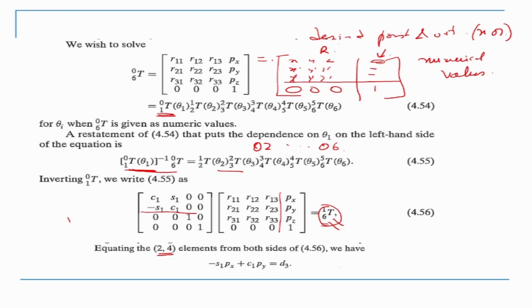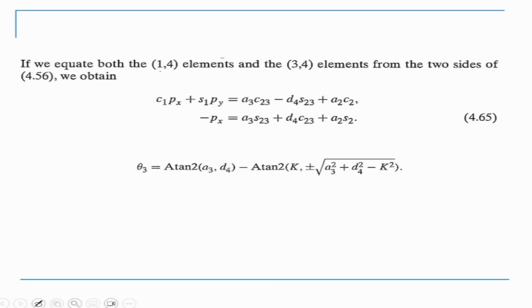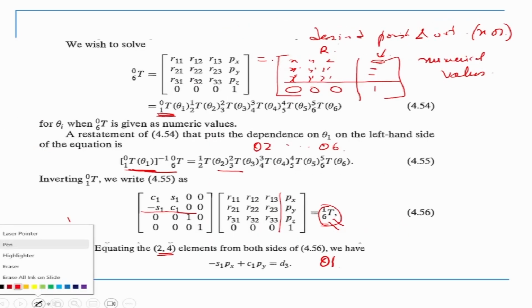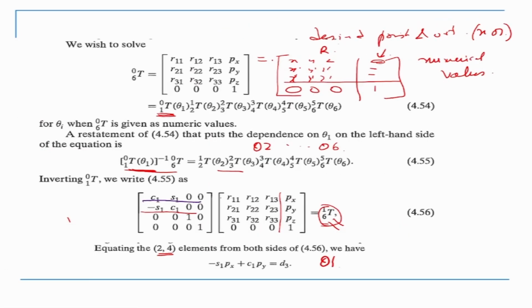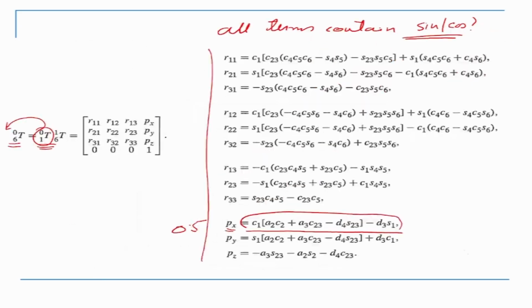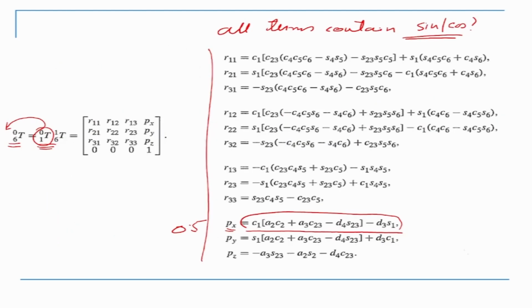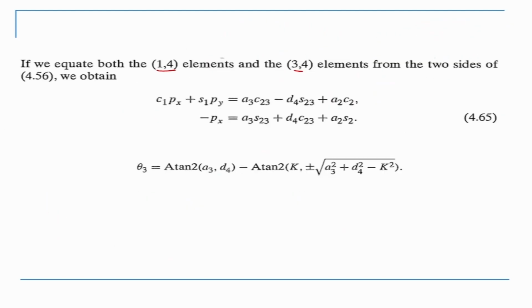So now we have only one variable, theta 1, and one equation, so we are able to solve it. Once we solve it, we equate the 1, 4 element and 3, 4 element from the two sides. The 1, 4 element of this one is this one, so pxy, this one. Then we equate, and we get one equation from here.